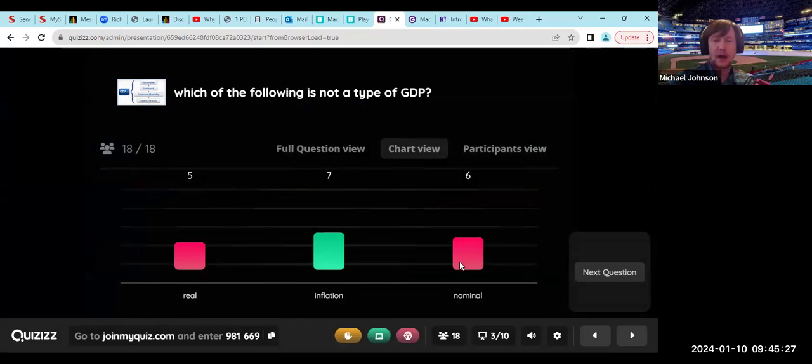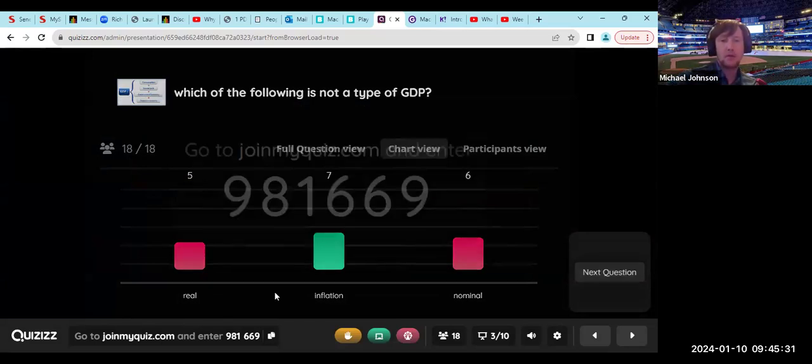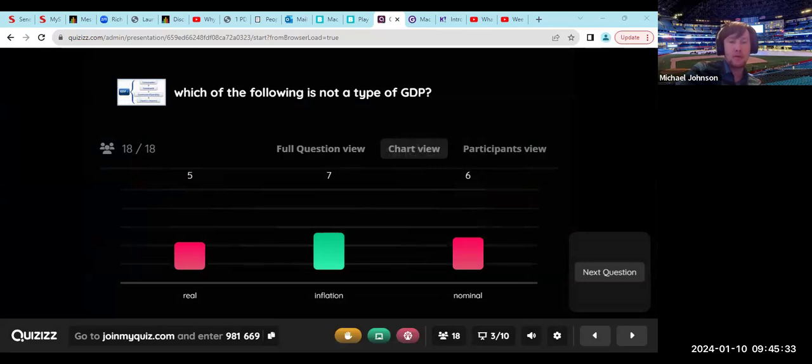So inflation is not a type of GDP. Real GDP is GDP that takes out price level. Nominal GDP includes price level. Real GDP can be used to compare across years because prices are taken out.